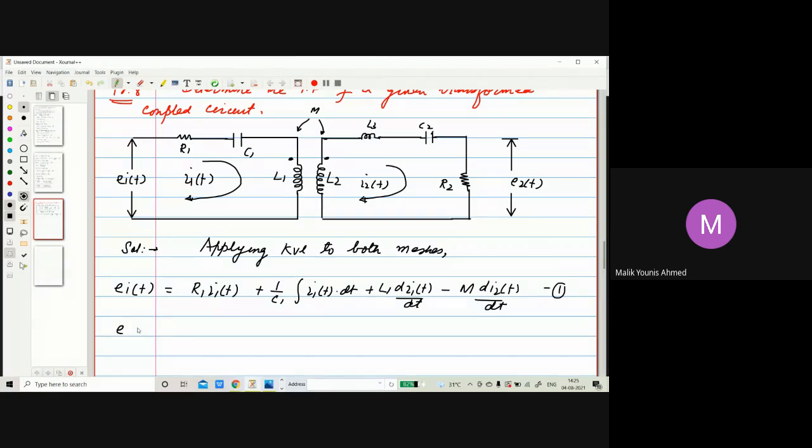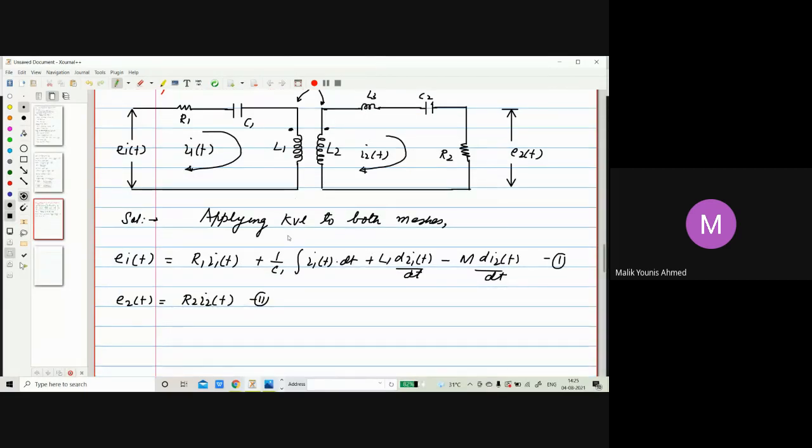So this is I2 of t. This here is I1 of t. Okay, I2 of t is what? Basically, it's the current flowing through this, and that's the voltage across the resistor 2. That will be multiplied by the resistor 2 and the current flowing through it. That is I2 of t. Let's call it equation number second.